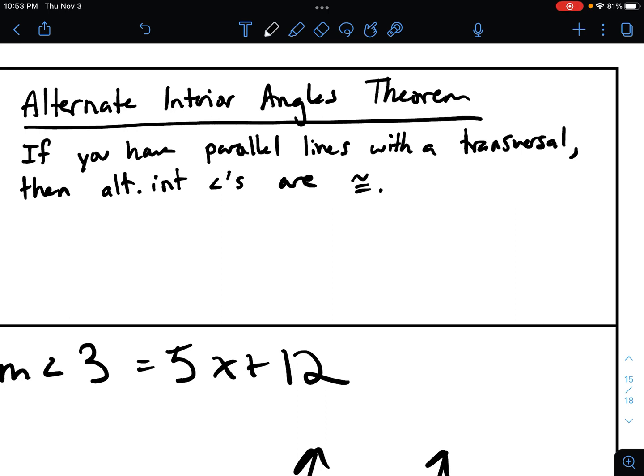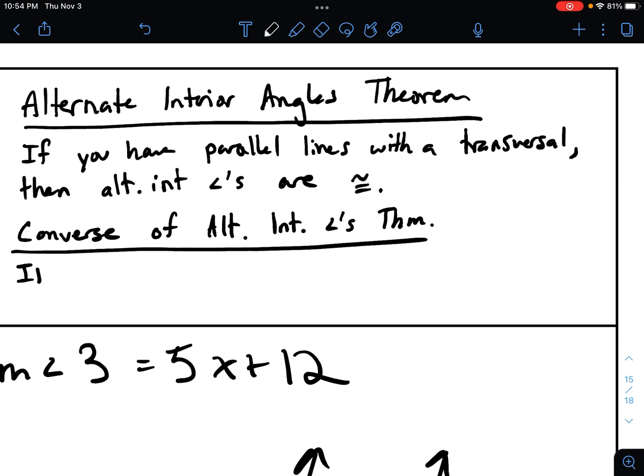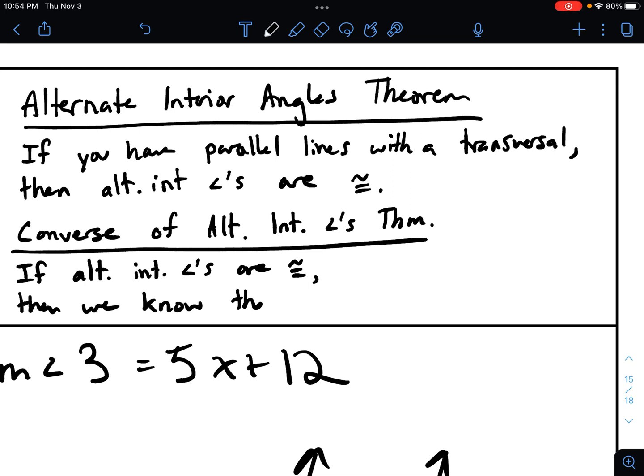Today what we're talking about is the converse of these theorems. So the converse of the alternate interior angles theorem would say if alternate interior angles are congruent, then the lines are parallel. All right, so that's the basic idea. Obviously, it's literally just the converse, right?